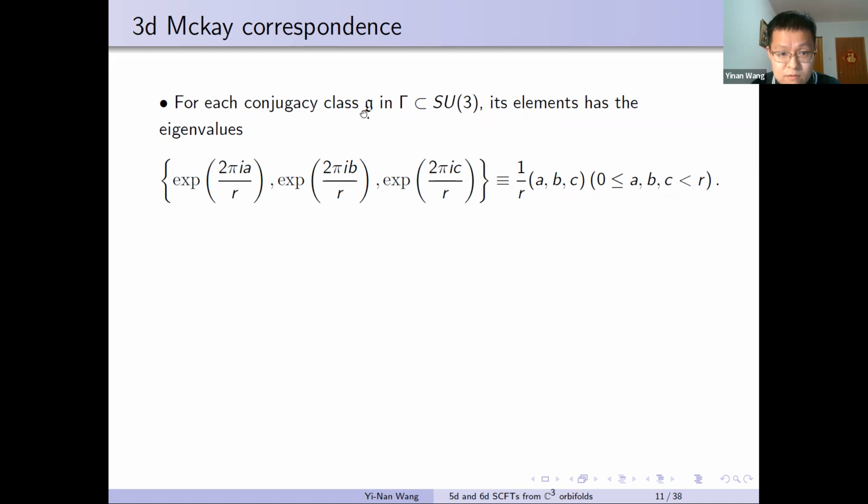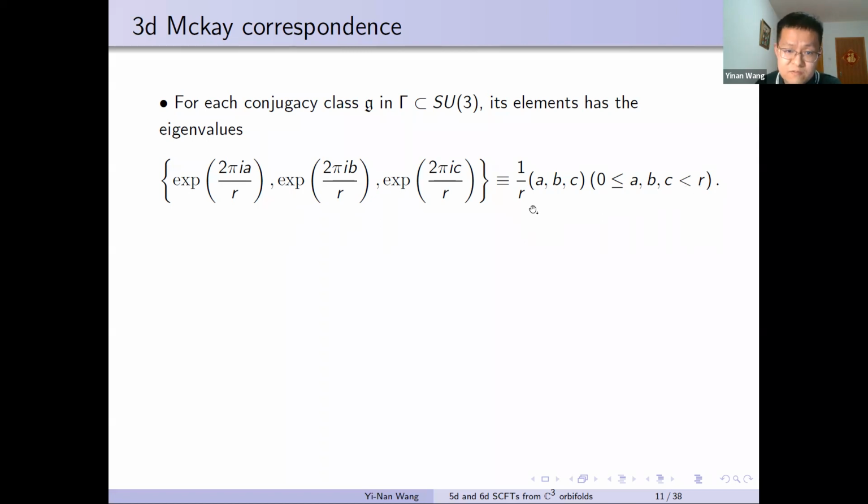Now, for every element in a particular conjugacy class G, all of these elements can be simultaneously diagonalized. So basically, for this G, all of these elements have the same eigenvalues, written in this form. In the following part of this talk, I will use a shorter notation, defined to be 1 over r times (a, b, c), in order to simplify the notation. And we require that a, b, c are non-negative integers, but they are not equal to the little r here.